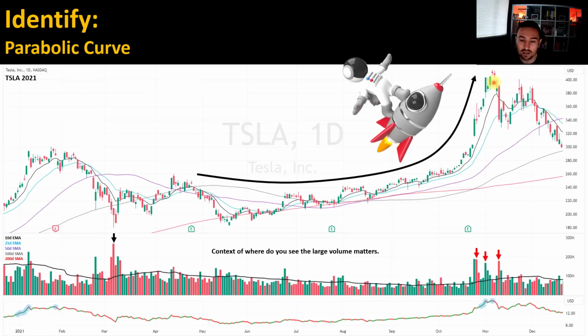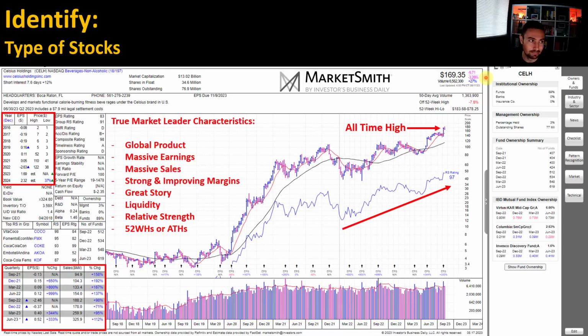Where are you seeing the high relative volume? Are you seeing it in the lows of the base? Are you seeing it on a base breakout? Or are you seeing it when the stock has just run from $240 to $400? Where are you seeing it? Where are you seeing it in the context of the stock? Really important, I think. Let's do some here.